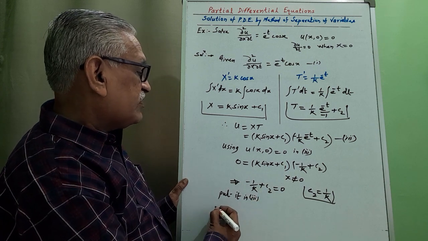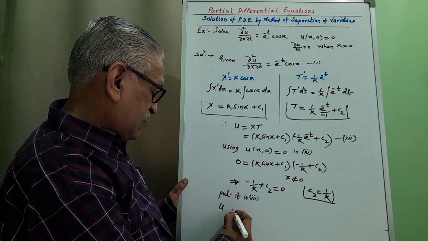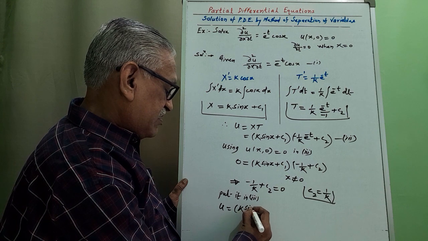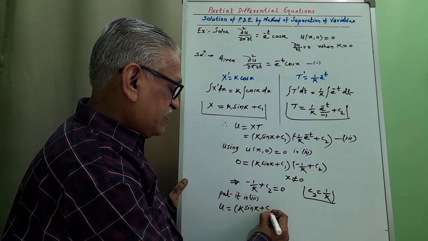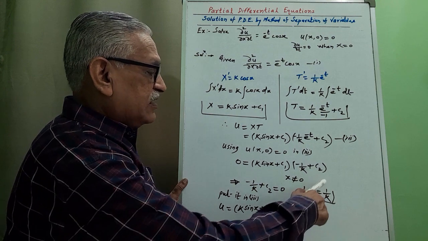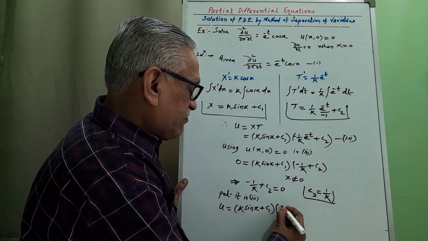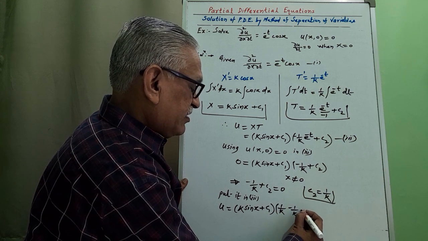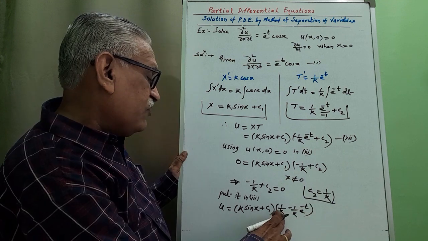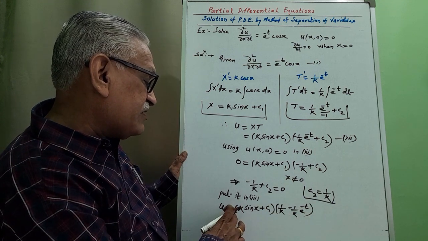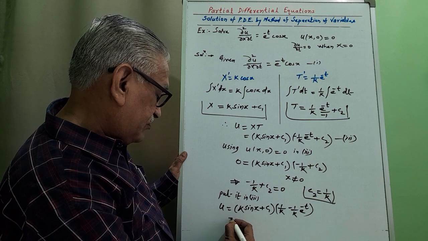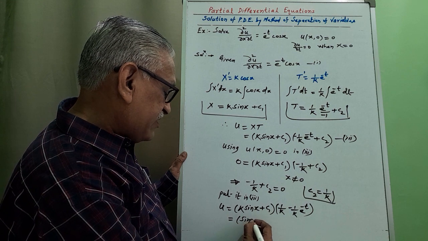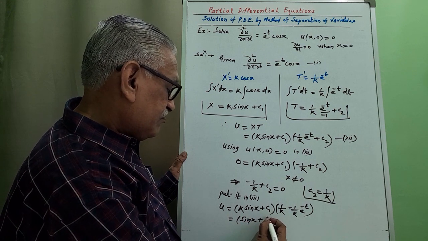we get u is equal to k sin x plus c1, multiplied by 1 by k and minus 1 by k into e raised to minus t. If we multiply by 1 by k inside this, the k gets cancelled, we have only sin x plus c1 by k.